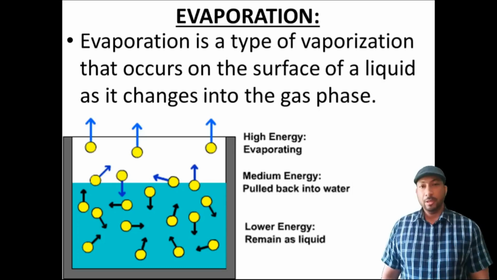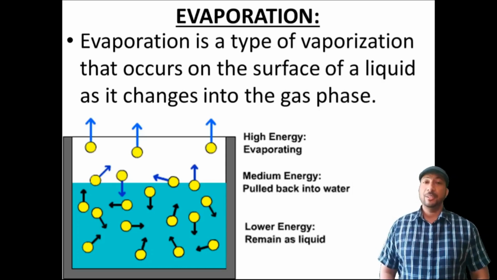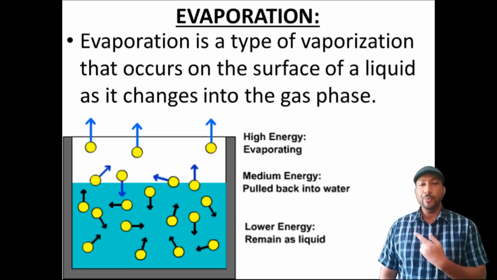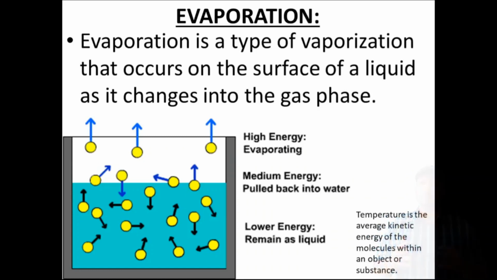So let's begin with a definition of evaporation. Evaporation is a type of vaporization that occurs on the surface of a liquid as it changes into the gas phase. Let's review what temperature is. Temperature is the average kinetic energy of the molecules within an object or substance.